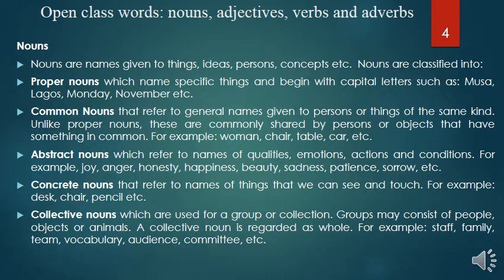Also, when I say hospital, a hospital is a common name because it is a general name. But when I say Murtala Muhammad Hospital, it is a proper name given to that particular hospital. And when we are writing the name, we have to start with a capital letter. The next item is abstract noun.